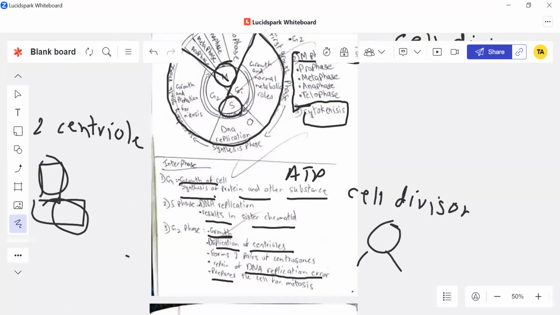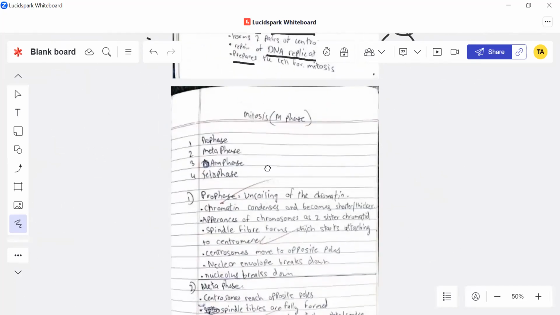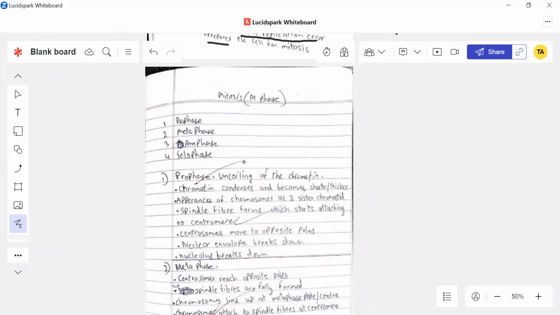So let's go on to mitosis. Again, mitosis has four stages. What are the four stages? Prophase, metaphase, anaphase, and telophase. Before mitosis comes interphase. After interphase, you'll get these four stages. So first step is prophase.